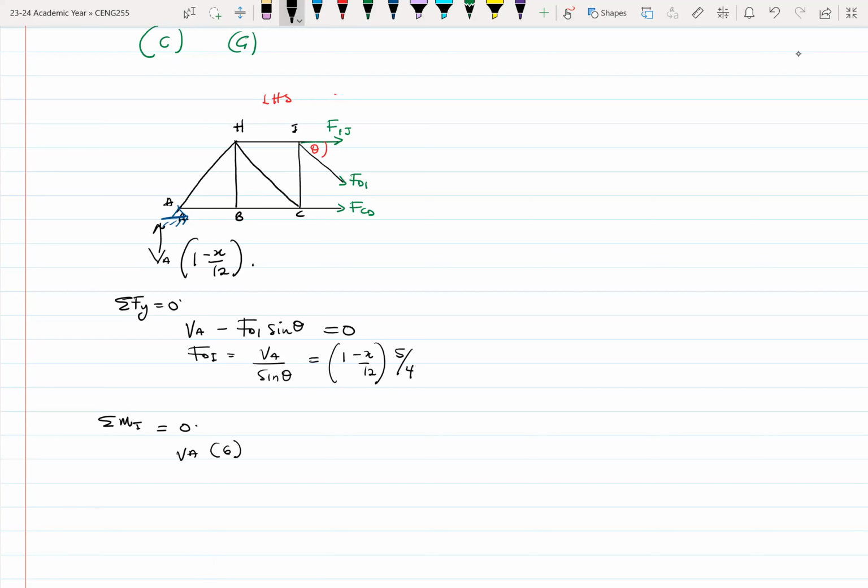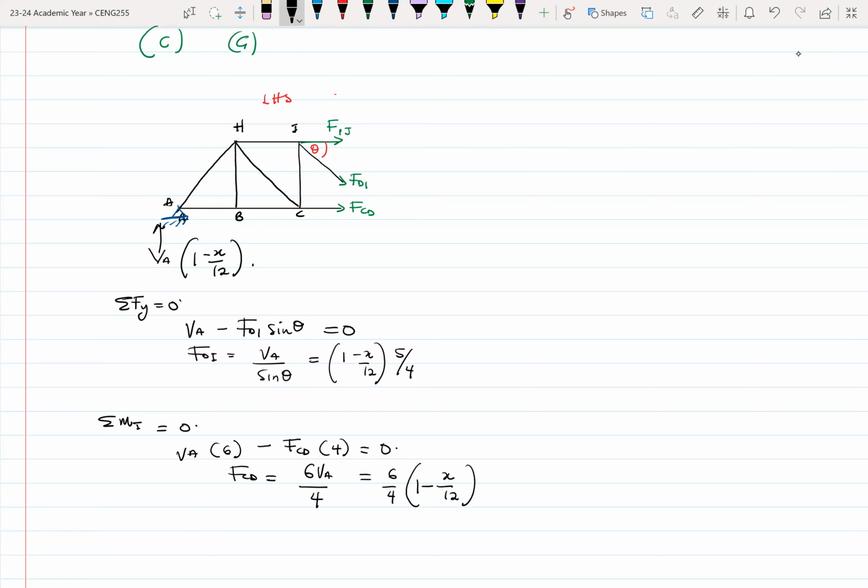VA will cause a clockwise rotation about I. Okay. Then FCD will cause an anti-clockwise rotation about I. Okay, so then the length is 4. So this is 0. So our FCD is equal to 6 VA over 4. Okay, so it becomes 6 over 4 times 1 minus X over 12.